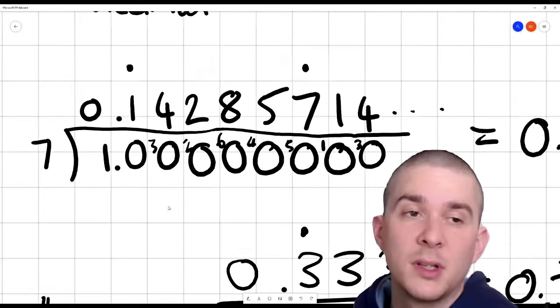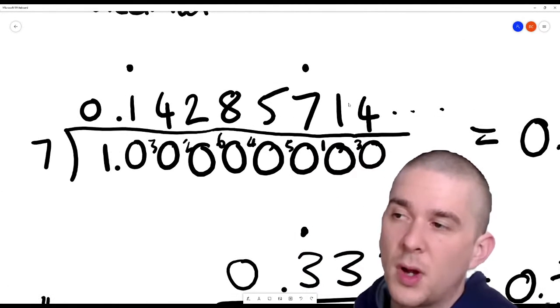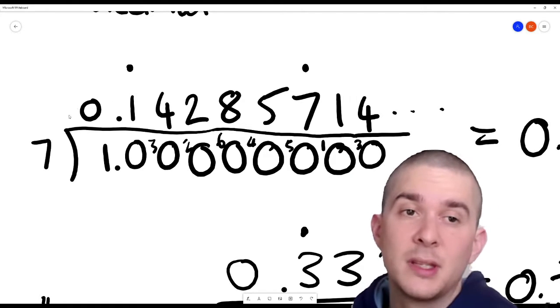But what I noticed here is after I got to the 1, it went back to 4, and I can see that this is going to repeat again. So this 1/7 is 0.